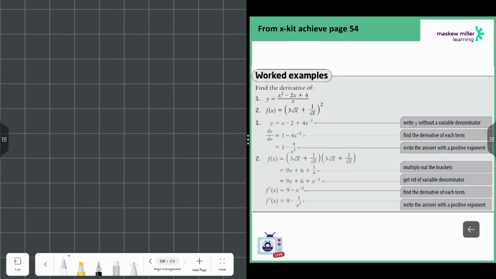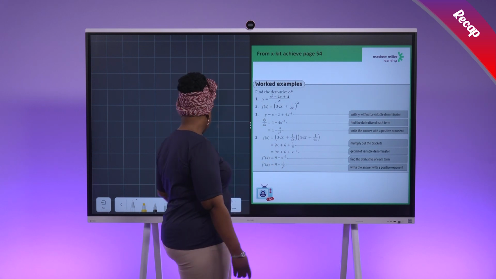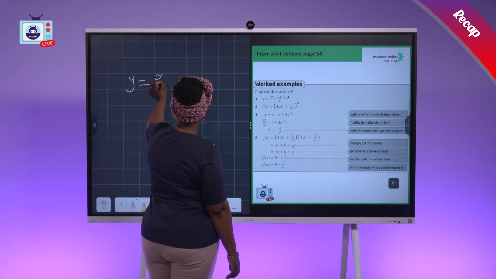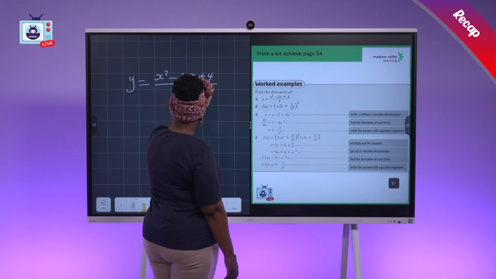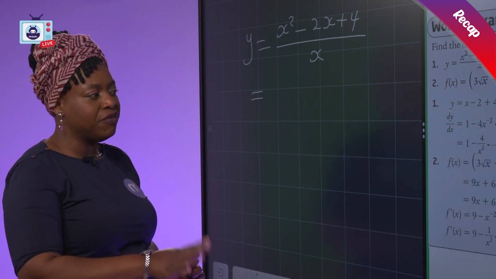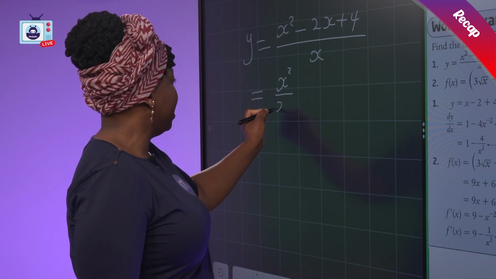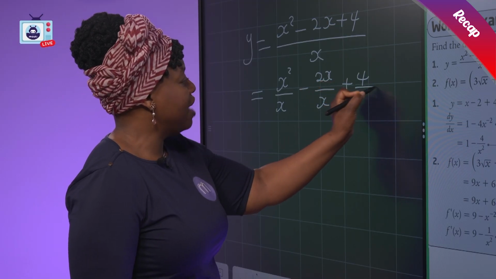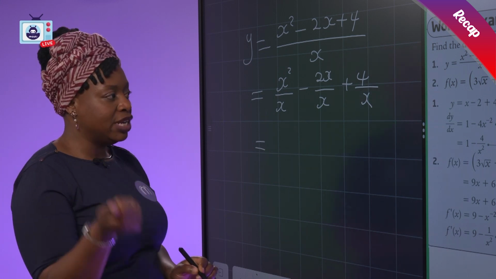A very nice example, which you can also find in the same page, explains what you are doing, what is happening, and how you get to the answer. One thing that I wanted to show you with the first one is if you are given y equals (x squared minus 2x plus 4) divided by x. Always, before you even try to derive, separate them, right? How do you separate? You will have your x squared divided by x, then you have your 2x divided by x, and then you have your 4 divided by x. As soon as you do this, you'll be able to move to the next step, and then you can derive.